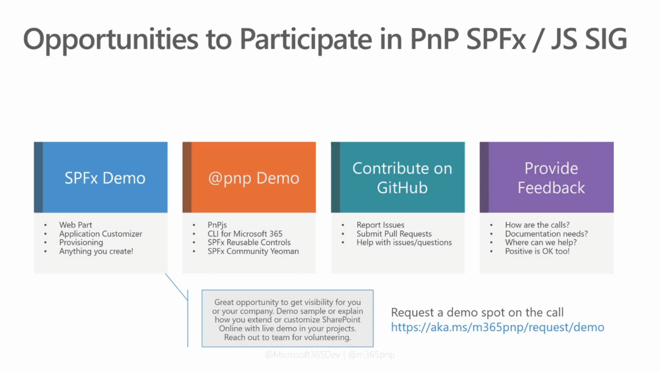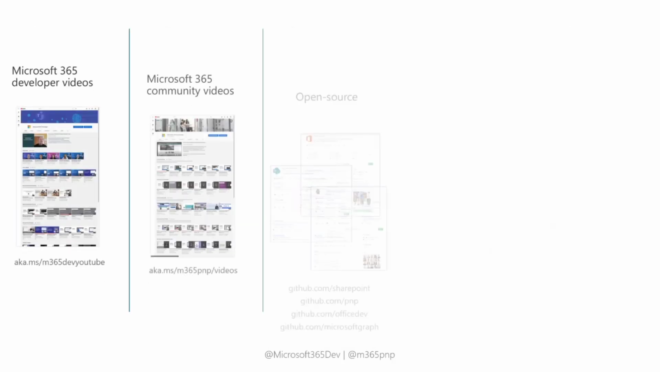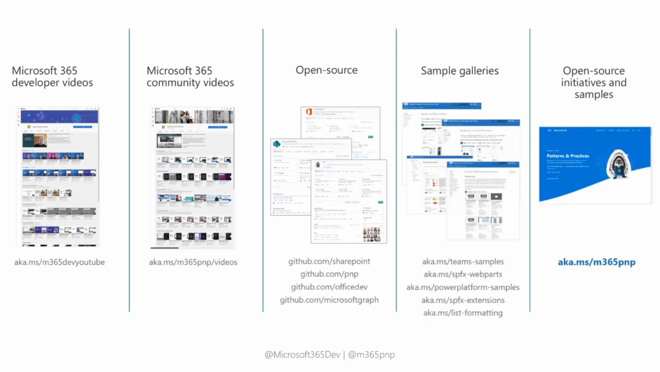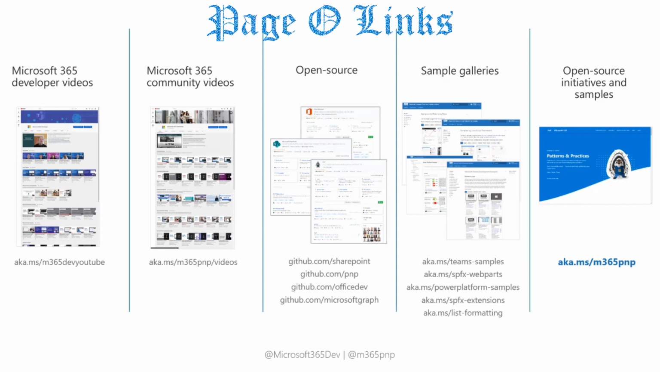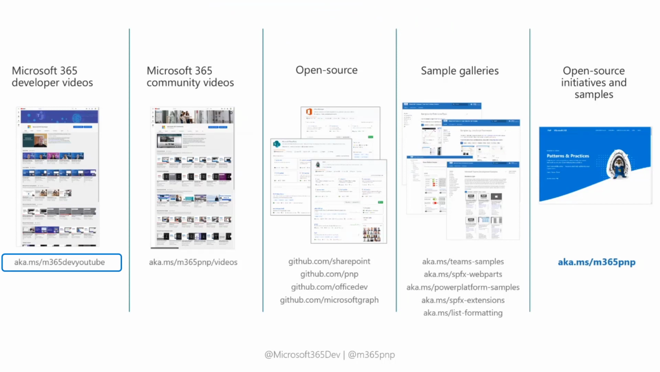Well, how can I find out all the things that the Patterns and Practices program is doing? Well, we've got this giant page of links for you. The first section there is developer videos. Those are going to be videos focused on developer content. So it might be how to do authentication in SPFx. It might be how to build an adaptive card, things like that. Developer scenario focused videos. So a link there for those.